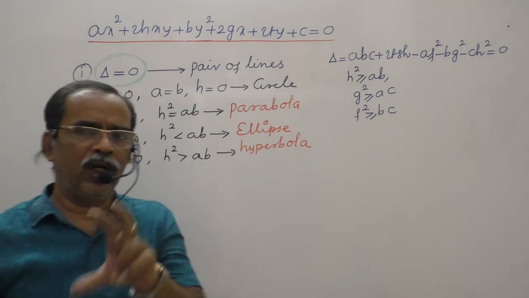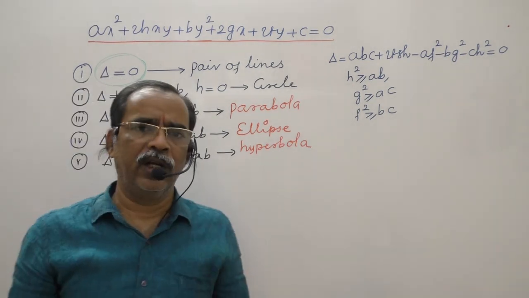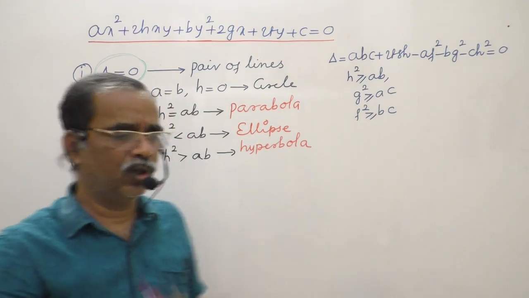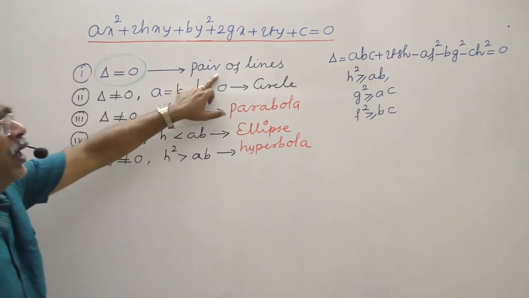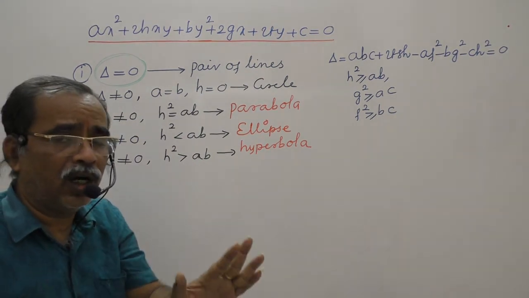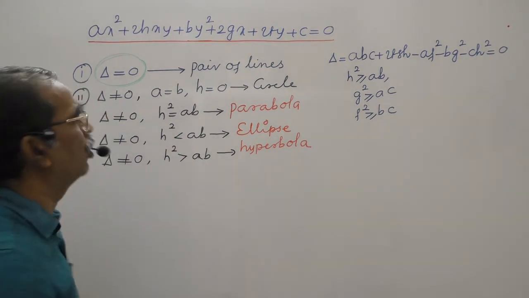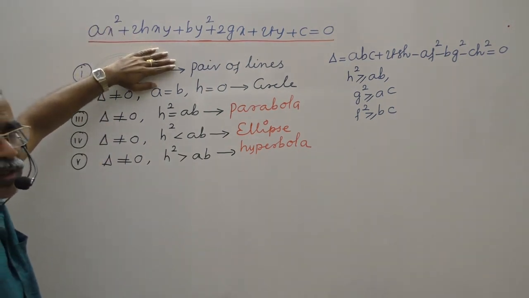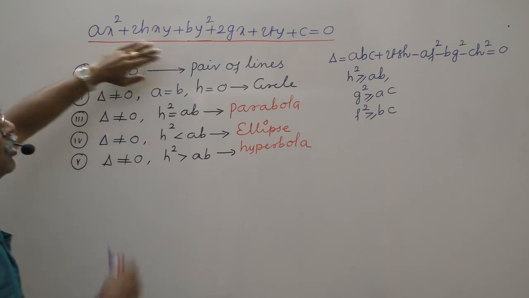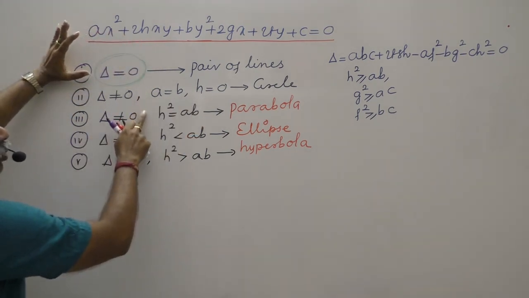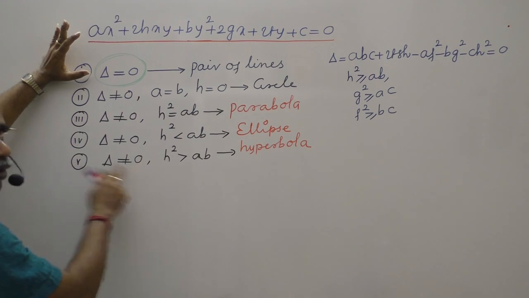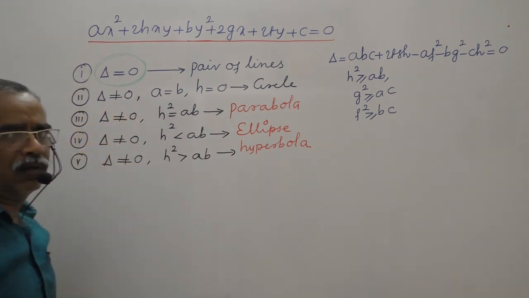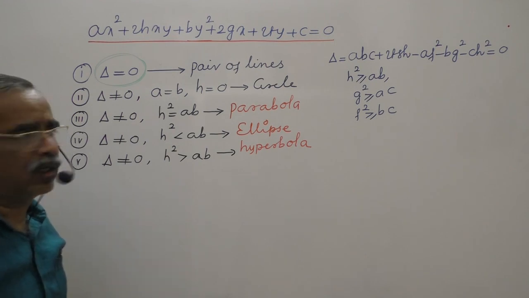For example, in an objective question an equation is given. You have to find which curve it represents. You see the options. If pair of lines is not there in the options, then it is a very simple question. No need to find the delta because pair of lines is not there in the options. That means the equation should represent one of the following four. All four contain delta not equal to 0. No need to find delta.